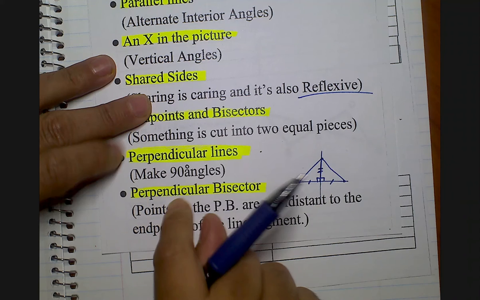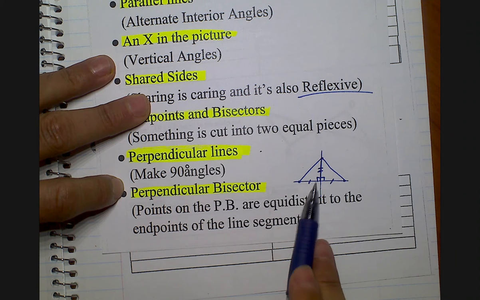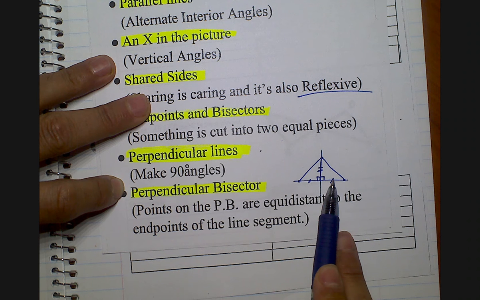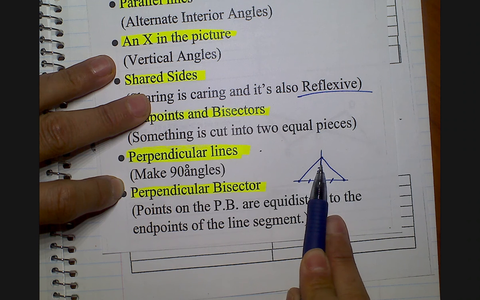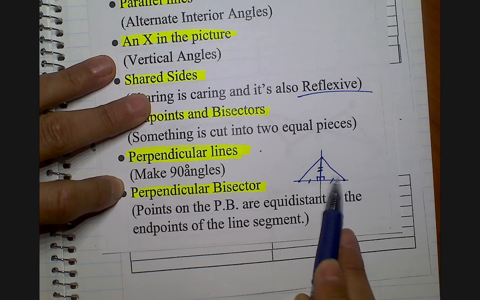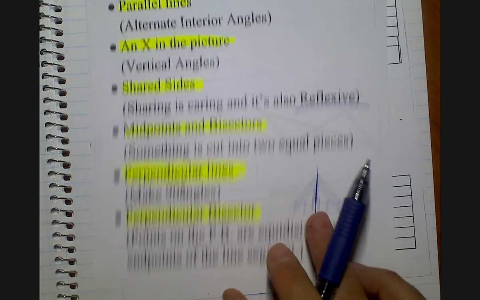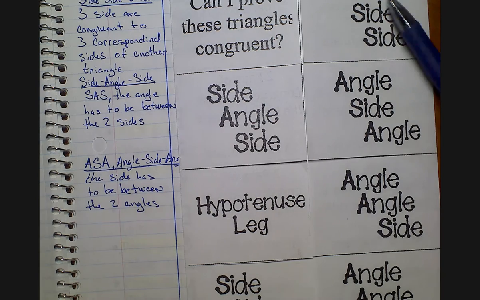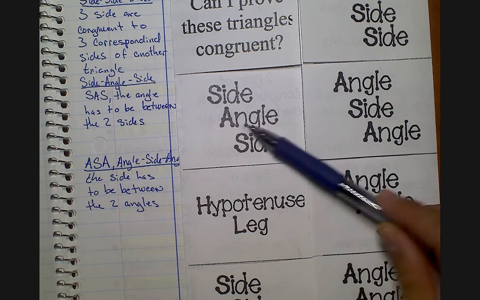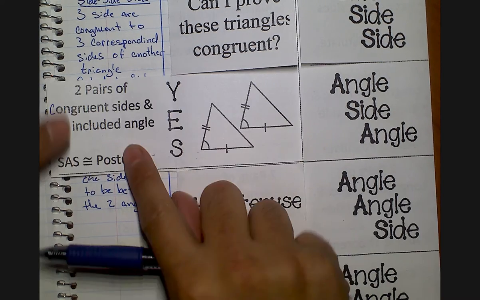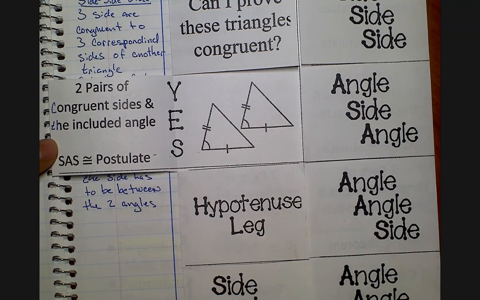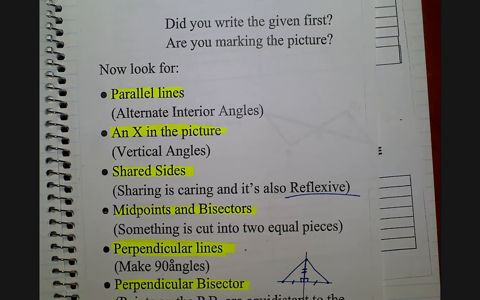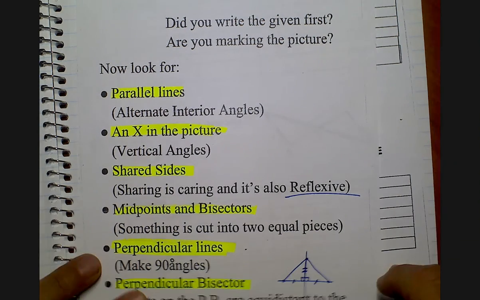Just given this much information, I know I have a side, an angle, and a side. This one's also a side, an angle, and a side. So both triangles will be congruent to each other by side, angle, side. If I'm looking at my notes from Friday, right here, side, angle, side is one of my ways to prove that the triangles are congruent. So they are going to be congruent just by that given information of perpendicular bisector. That's actually important.